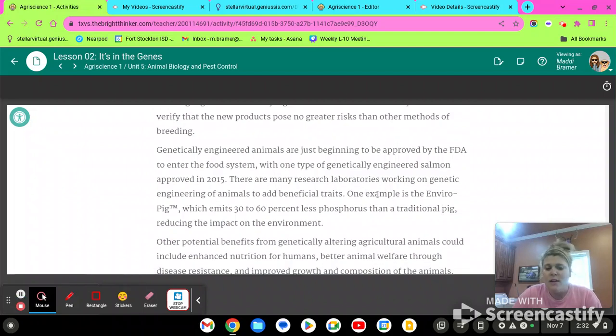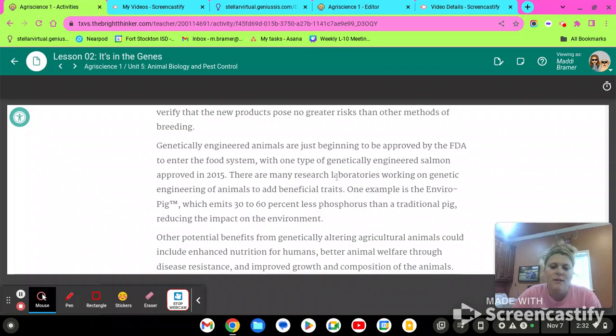There are no genetically modified animals out there right now that are genetically engineered, but they are working on some. Oh, I guess, yeah, they do have a salmon. That was approved in 2015. That's the only animal. So if people tell you there's GMO beef, no, that's not right. There's not any that are approved.